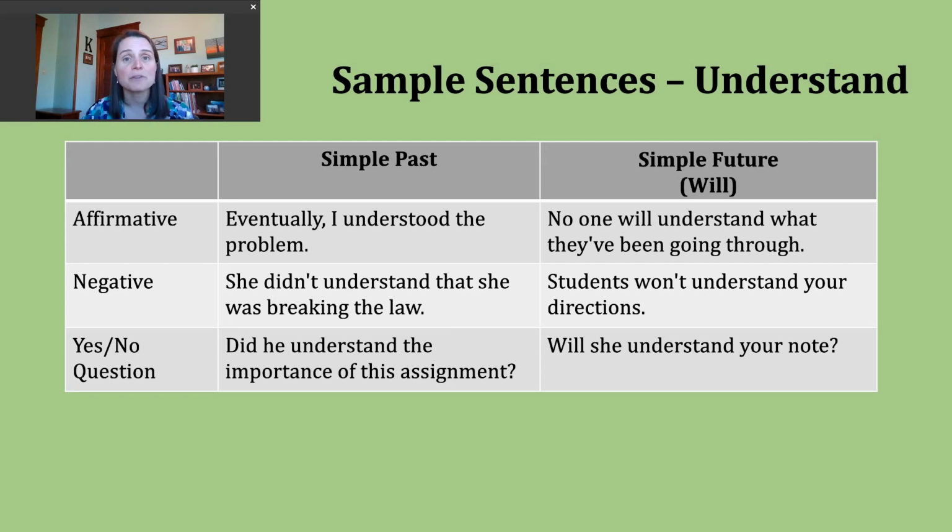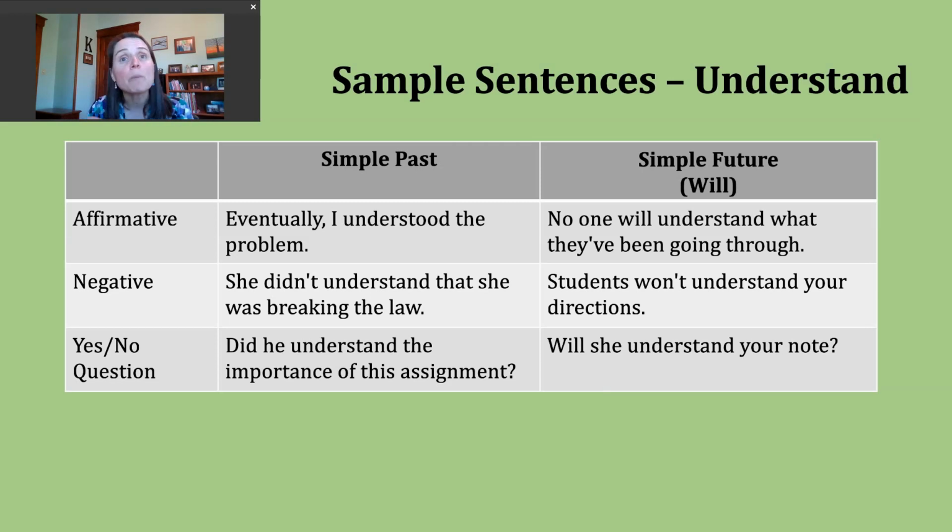So in the positive or the affirmative, I'm going to have my subject, and then I'm going to have that irregular form of the verb. Let's take a look at an example sentence. Eventually, I understood the problem. Okay, so again, this might come from a longer part of a conversation, but we're talking about many times understanding the cause, understanding the issue here that is maybe creating some kind of difficulty.